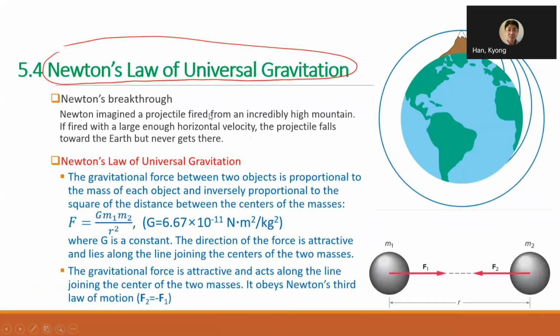Newton imagined a projectile fired from an incredibly high mountain. If fired with a large enough horizontal velocity, the projectile falls toward the Earth, but never gets there. It is kind of like a satellite going around.